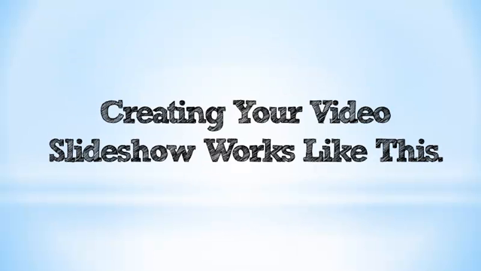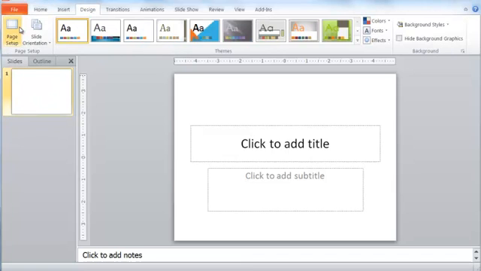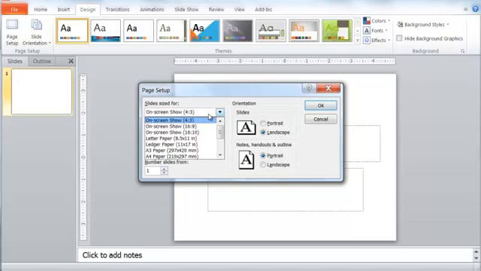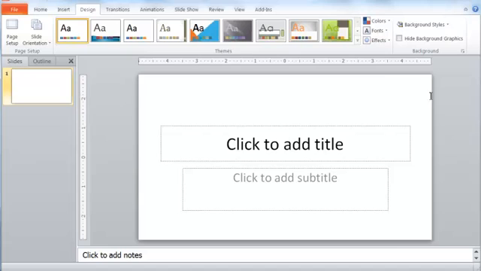So creating your video slideshow using PowerPoint works like this. This is how I actually go about setting up these sorts of presentations. The first thing I do is start with a blank presentation here. I click Design, then I click Page Setup, and I like to set it to 16 by 9. What that does is make it widescreen instead of 4 by 3, which is like what the old TVs used to look like. This is a bigger rectangle, more like what a flat screen TV looks like today.